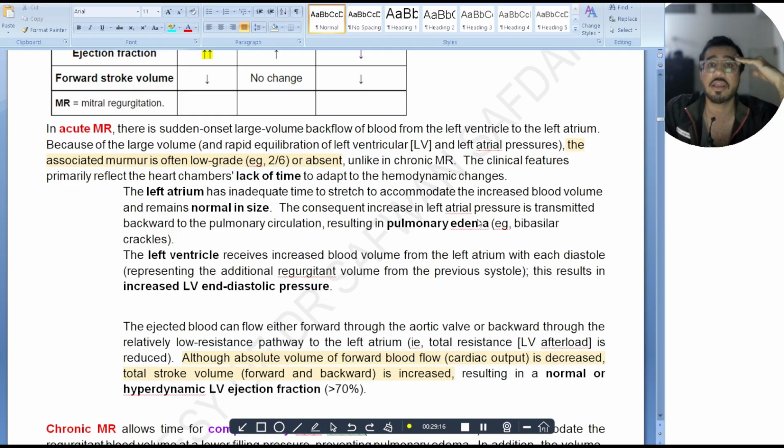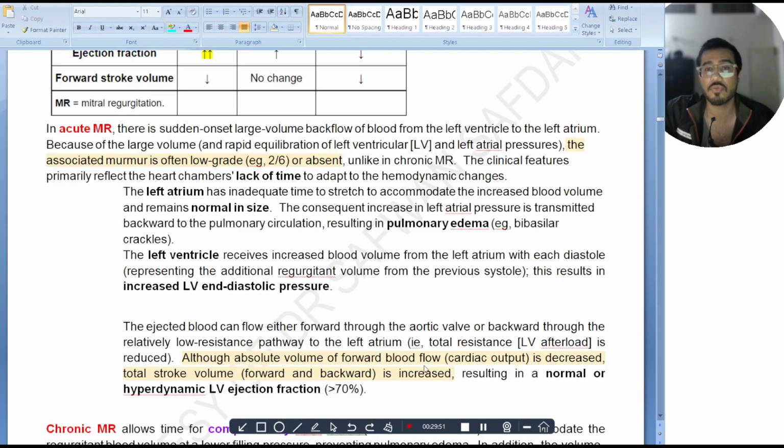The consequent increase in left atrial pressure is transmitted back to the pulmonary circulation, resulting in pulmonary edema. The left ventricle receives increased blood volume from the left atrium with each diastole. This results in increased left ventricular end diastolic pressure. The ejected blood can flow either forward through the aortic valve or backward to the relatively low resistance pathway to the left atrium. It can flow in both directions. That's why the ejection fraction increases, but the forward stroke volume also decreases because more of the blood is going towards the left atrium.